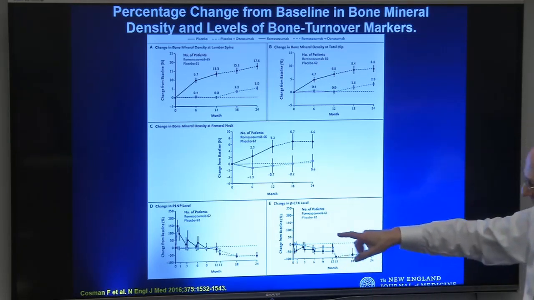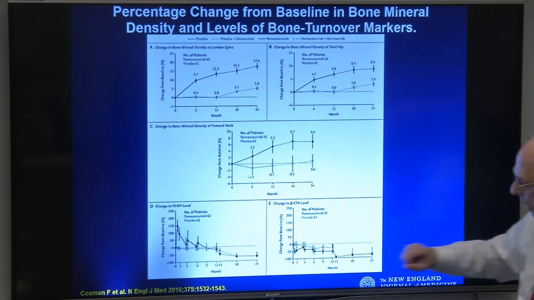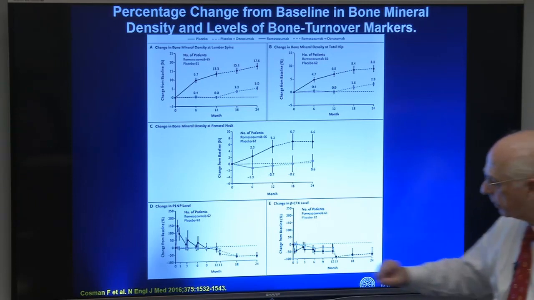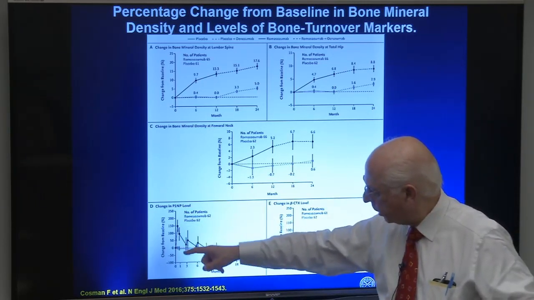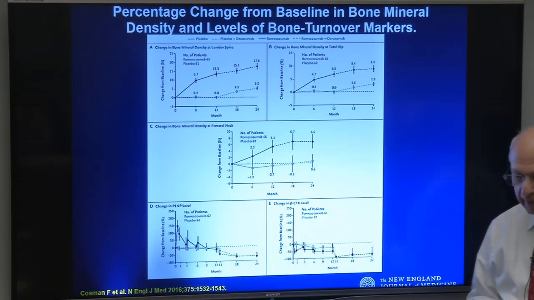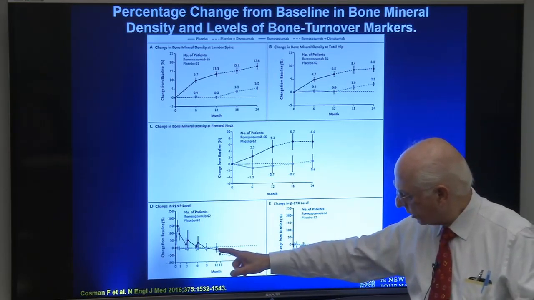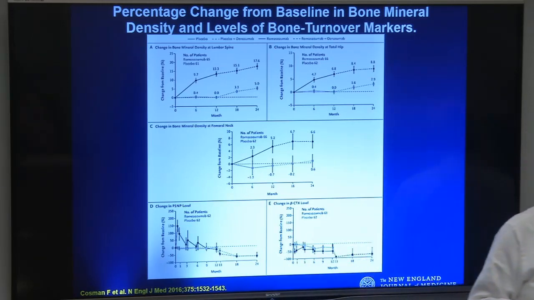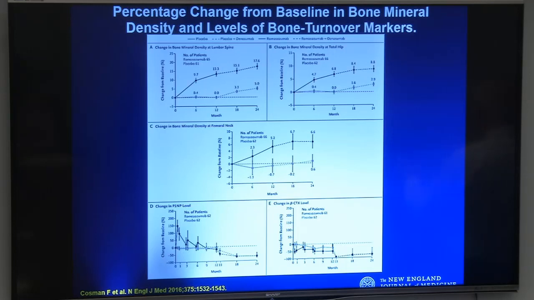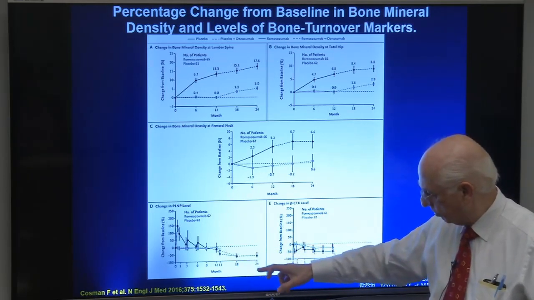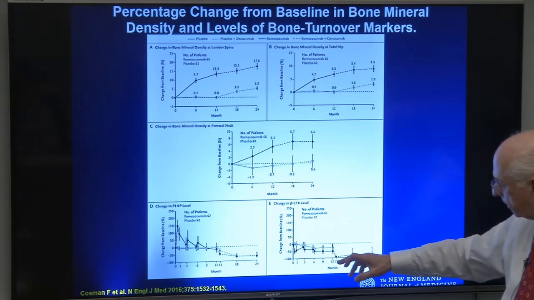Now, look at the changes in bone markers. This is P1NP, and this is CTX. P1NP jumps up to 150% of baseline, but by 1 year, it's actually crossed the baseline, and it's below baseline. So you have this huge pulse of bone formation, but it doesn't last. And then, of course, this is the DMAB arm where you're below baseline, as you'd expect.